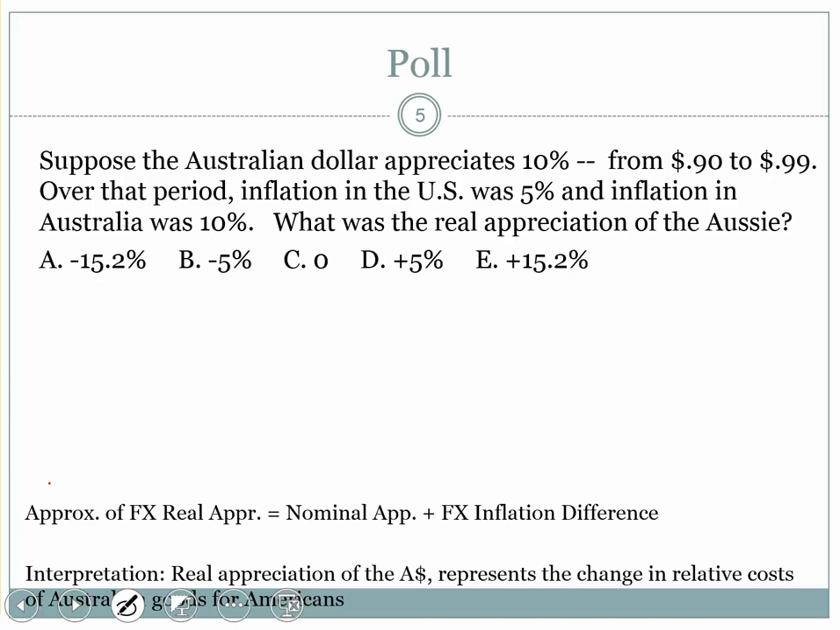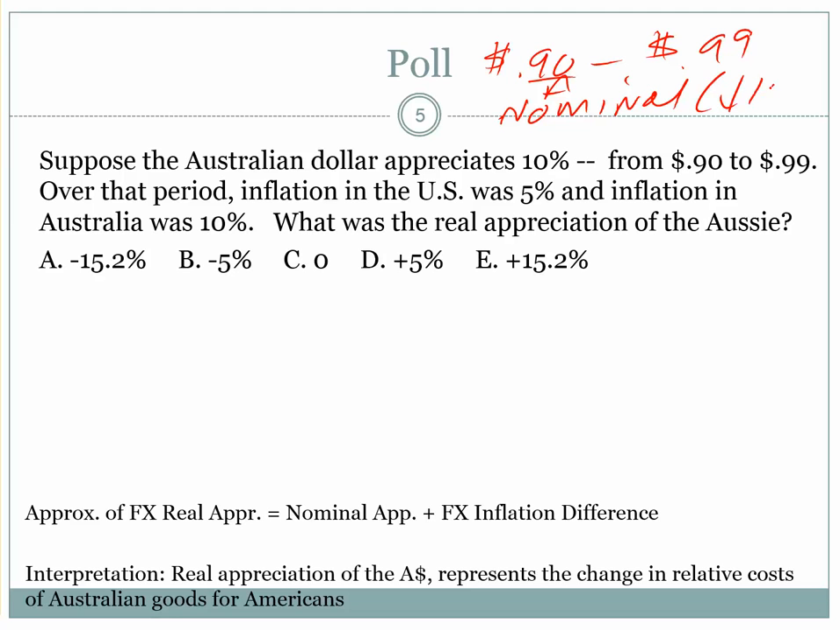So let's do a problem here. Say the Australian dollar goes from 90 cents to 99 cents. Okay, so this is the nominal exchange rate, and it's down 10%. I'm sorry, it's up 10%. All right, so the Australian dollar is up 10%, and let's say inflation in the U.S. is 5%, and inflation in Australia is 10%.